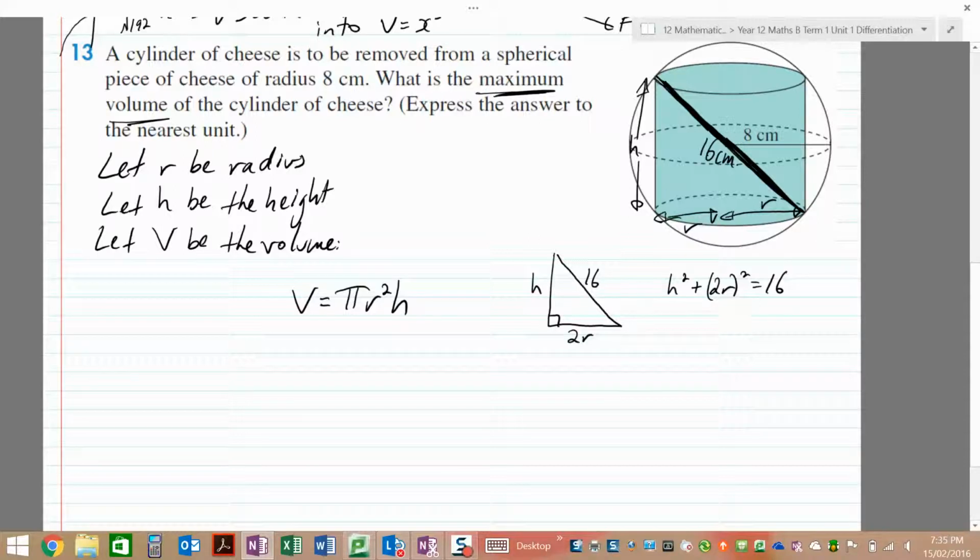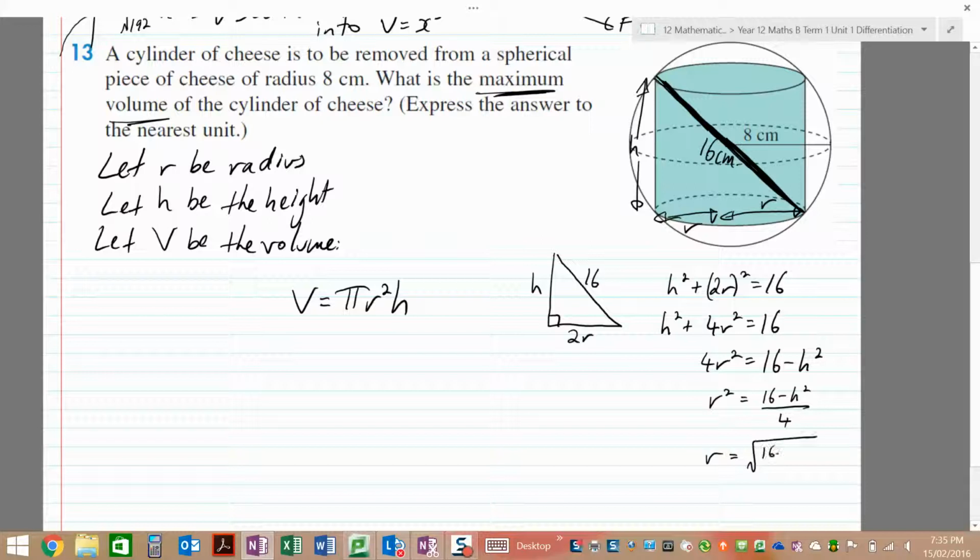From here I'm going to rearrange for one of these and sub it in to either r or h. In this scenario I'm going to choose to rearrange for r, even though it looks a little bit harder, hopefully it'll help me out at the end. So I can write this as h squared plus 4r squared equals 16 squared. I'll get the 4r squared by itself and then divide by 4. So r squared equals 16 minus h squared all over 4, and then take the square root of this. So I'm going to substitute this into my volume formula.